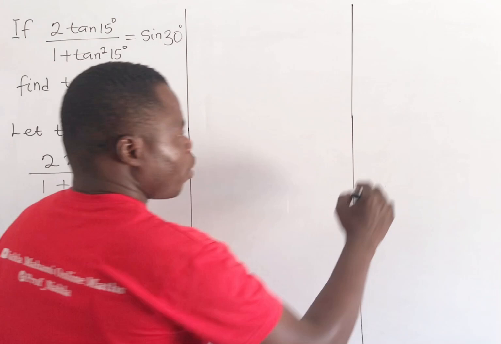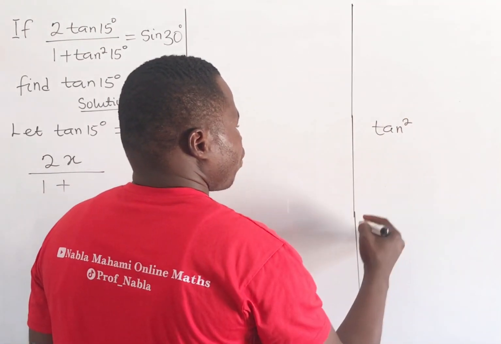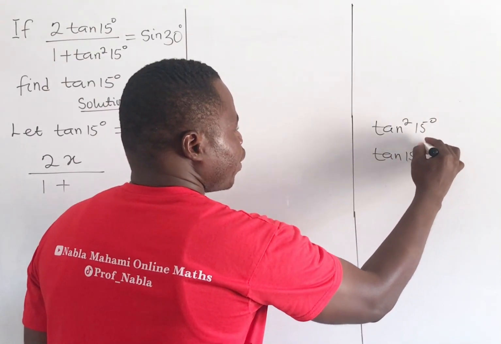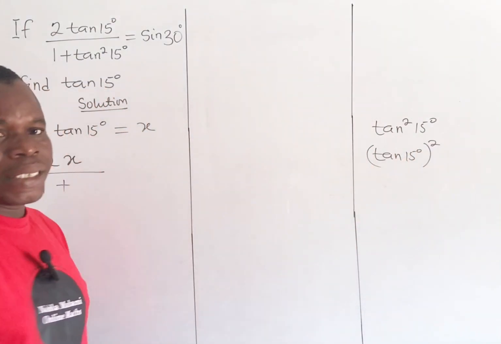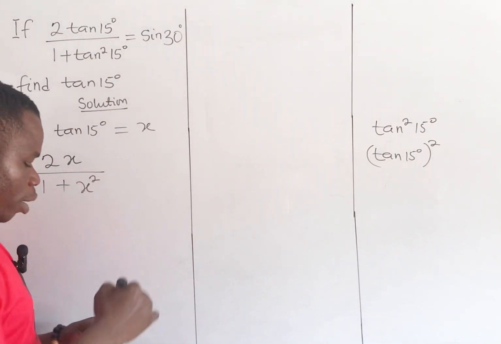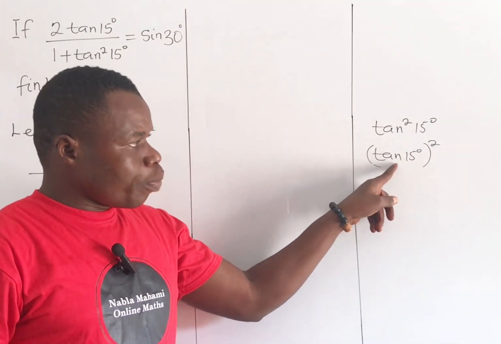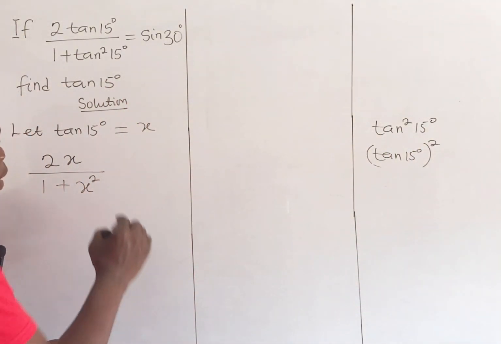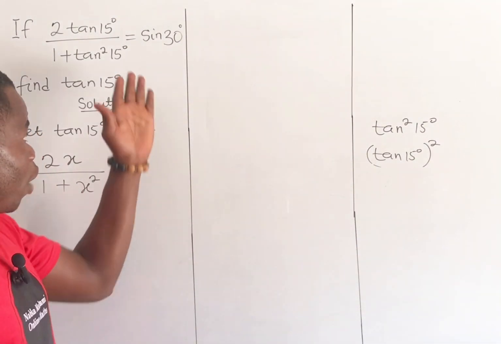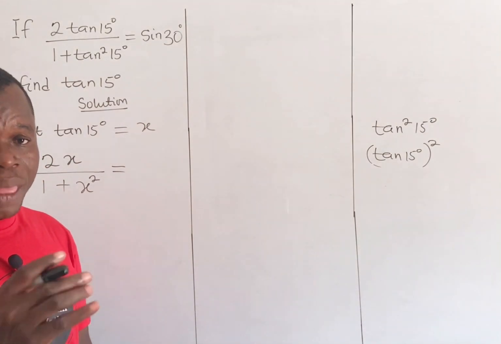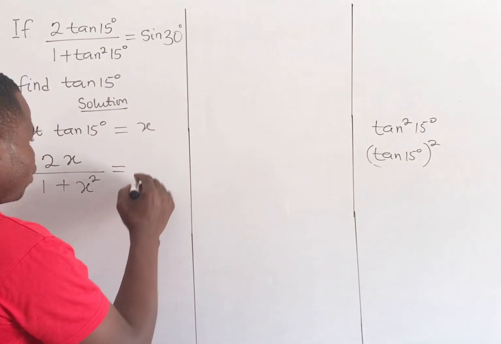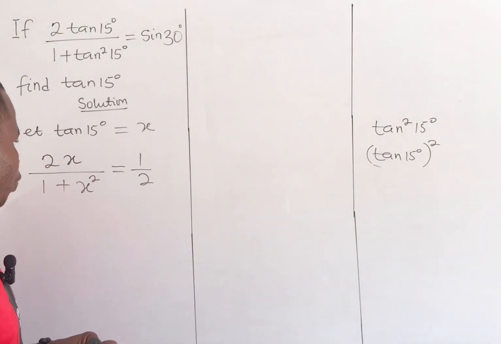And in trigonometry, tan square 15 degrees is the same thing as writing it this way, tan 15 degrees all square. This is the same thing as this. So that means that this particular expression is the same thing as saying x square. If I'm to use it in this format, this will be x and the power will be 2, which is equal to sine 30 degrees. And we know that sine 30 degrees is a special angle, which is equal to 1 over 2.